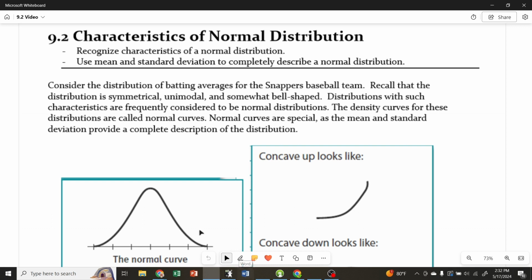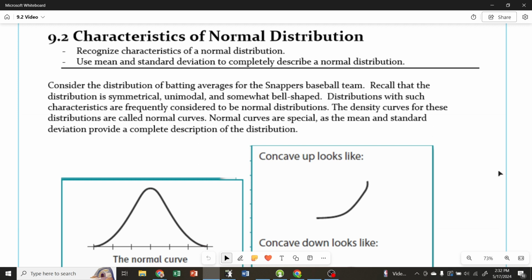Welcome to Algebra 2, Unit 9, Section 2, Characteristics of Normal Distribution. When we finish this lesson, you'll be able to recognize characteristics of a normal distribution and use mean and standard deviation to completely describe a normal distribution.